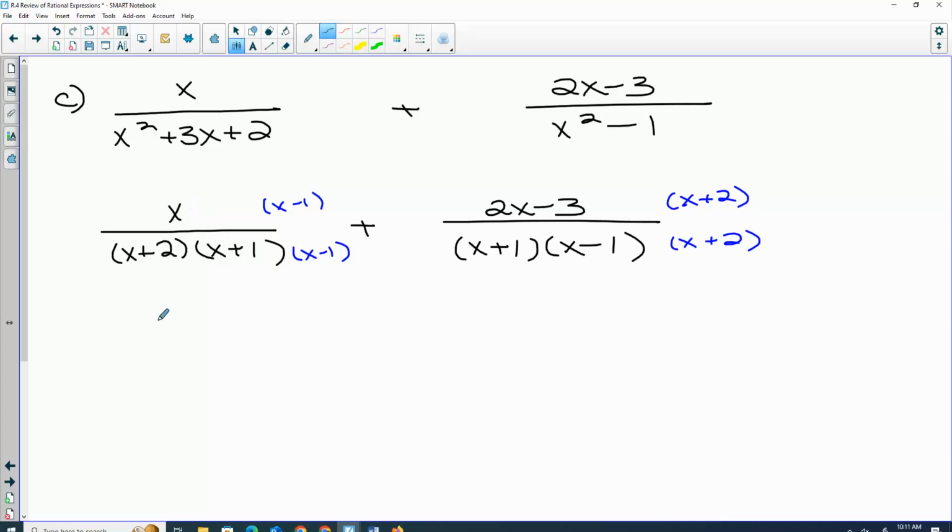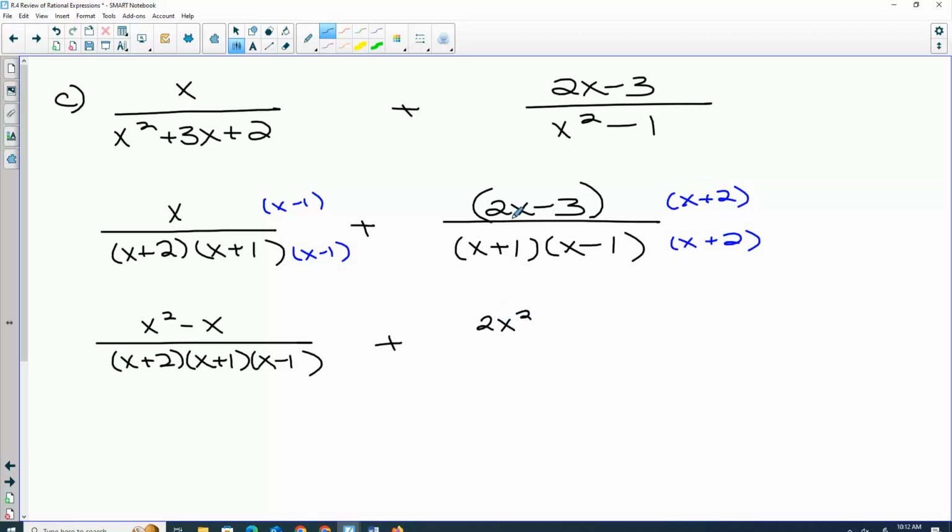So if we distribute, we get x squared minus the x over x plus 2, x plus 1, x minus 1. I'm not multiplying that out, I'm just leaving them. For the second one, you have to FOIL on the top. So if I have 2x minus 3 times x plus 2, we get 2x squared plus 4x and minus 3x would be a plus x. Negative 3 times 2 is negative 6.